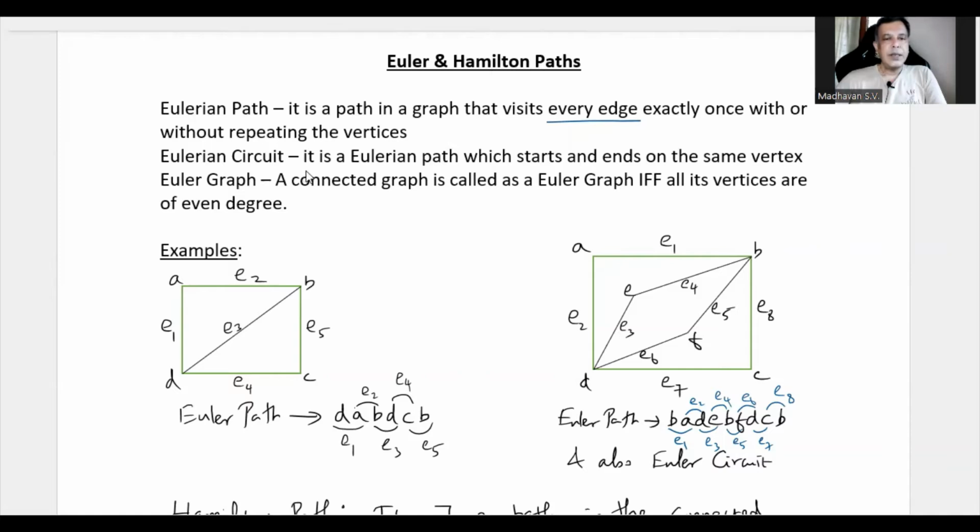Eulerian circuit is an Eulerian path which starts and ends on the same vertex. The second example is an Eulerian circuit also, because it starts from vertex B and ends at vertex B. So we can consider this example an Euler circuit also. Euler graph we already saw. We are just going to go through the definition once again. A connected graph is called an Euler graph if and only if all its vertices are of even degree.